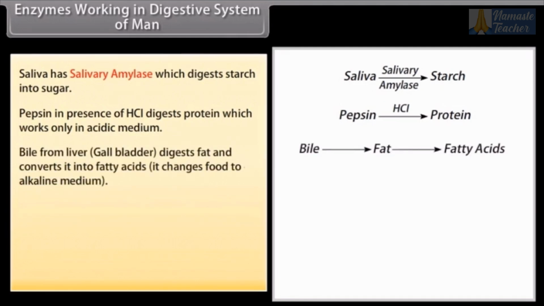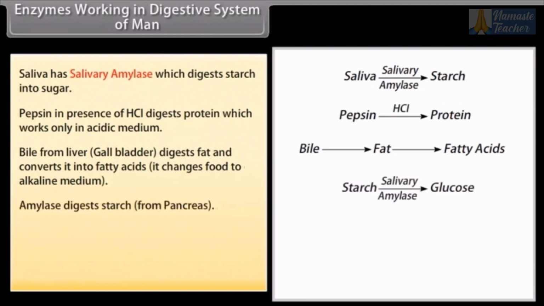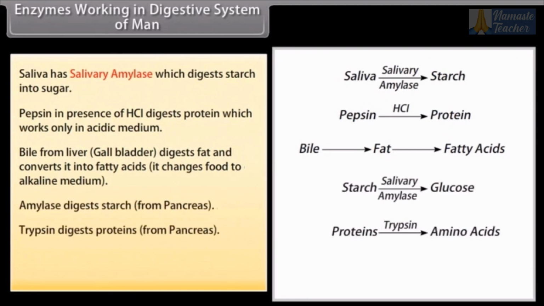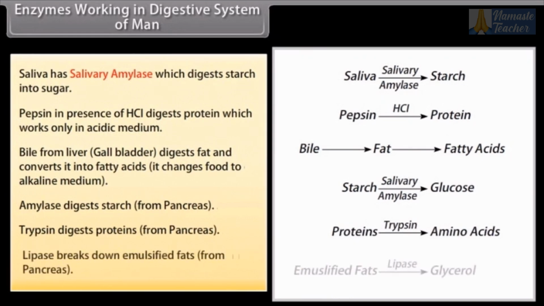Bile from liver, gallbladder, digests fat and converts it into fatty acids. It changes food to alkaline medium. Amylase digests starch from pancreas. Trypsin digests proteins from pancreas. Lipase breaks down emulsified fats from pancreas.